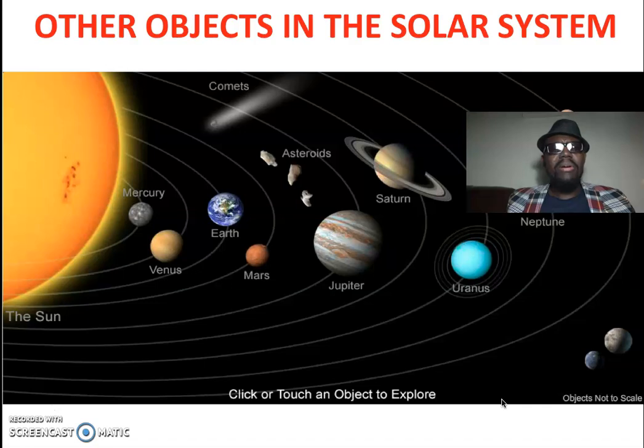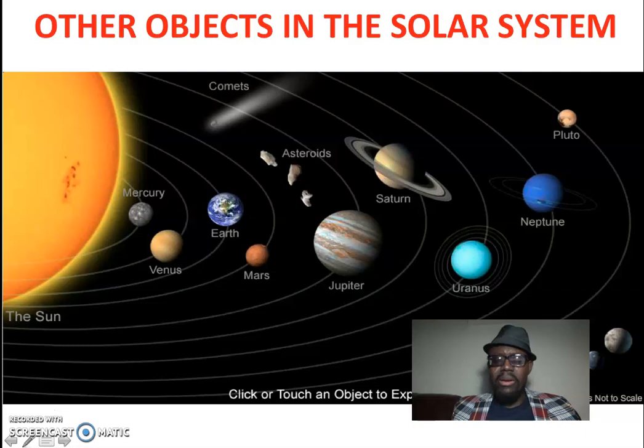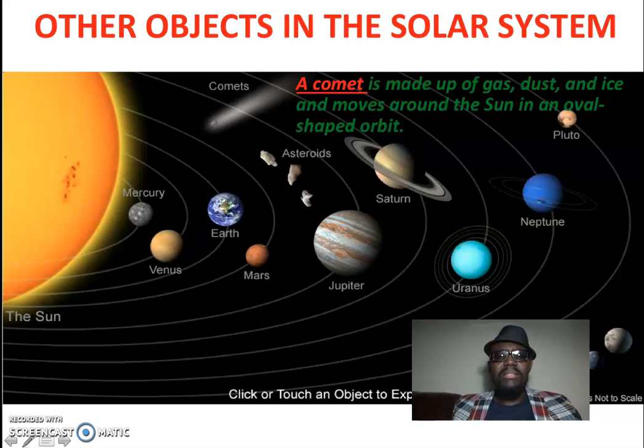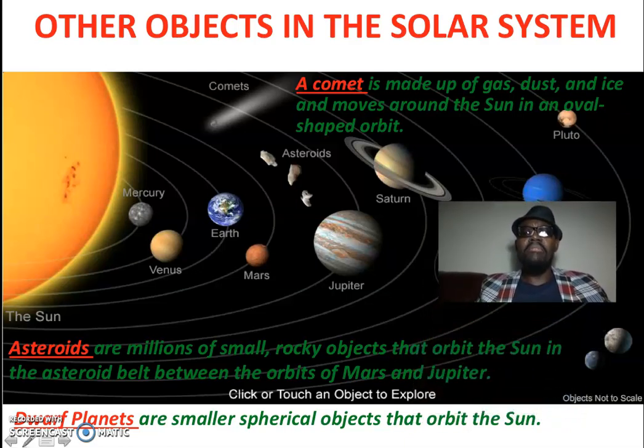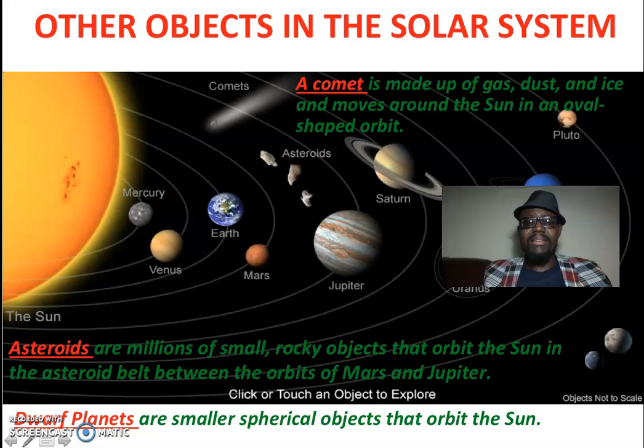Okay, so there are other objects in our solar system besides our planet. These objects include comets, asteroids, and dwarf planets. All these objects revolve around the sun. They move around the sun.